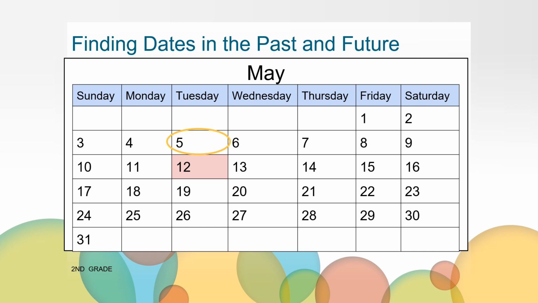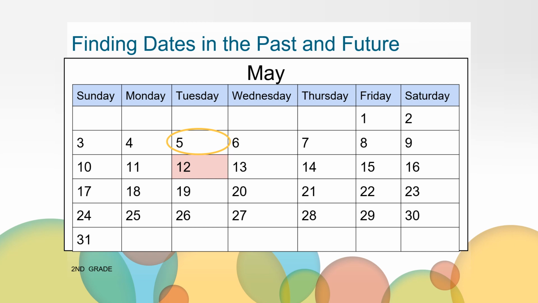One week ago was May 5th. How did you do? How did you figure it out? You could count back 7 days from the 12th and say 11th, 10th, 9th, 8th, 7th, 6th, 5th. Or you could look at the date right above the 12th because that was 1 week before it.